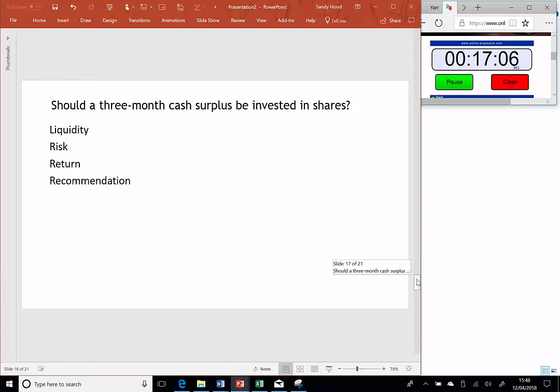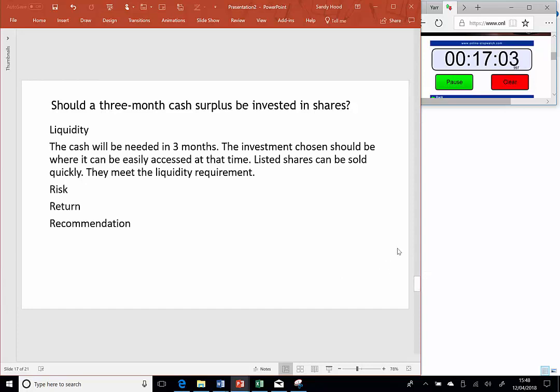So here's my first paragraph. The cash will be needed in 3 months. The investment chosen should be where it can be easily accessed at that time, and listed shares can be sold quickly and they meet the liquidity requirement. So the shares look all right from a liquidity point of view. Basically, we need to have the cash at the end of 3 months.